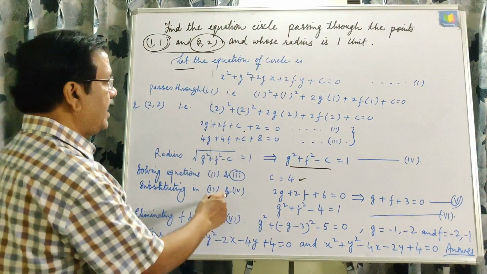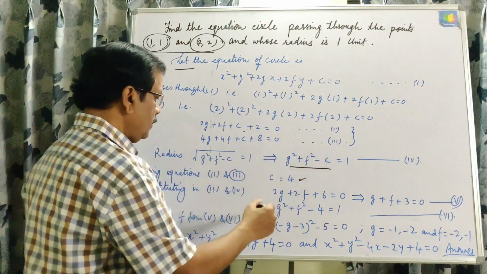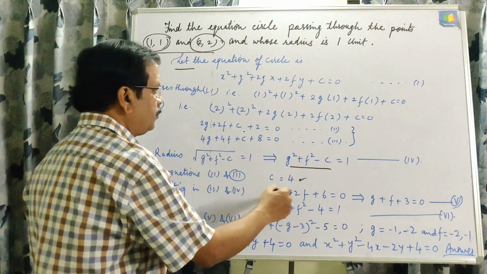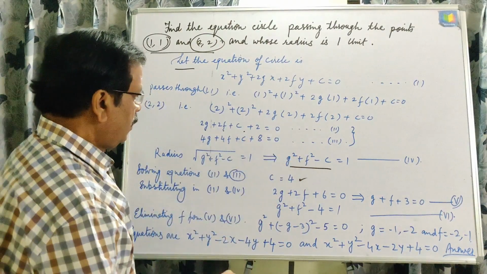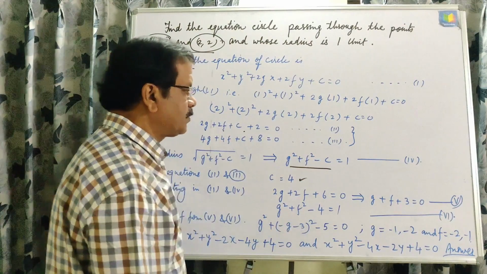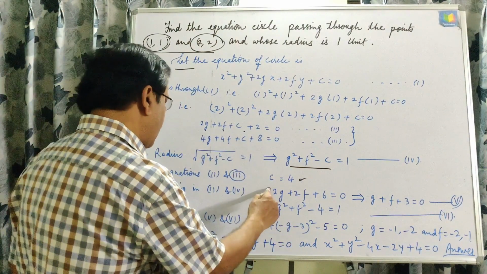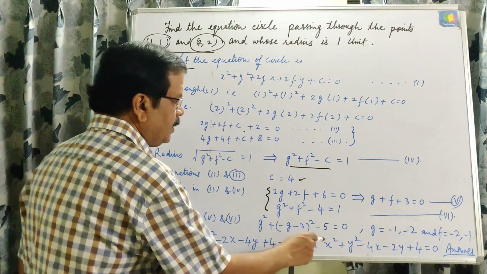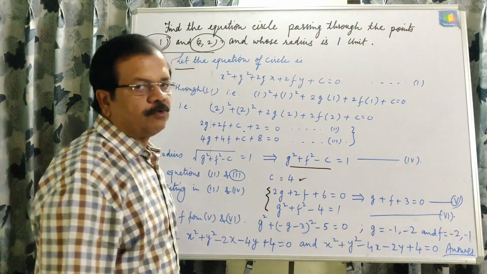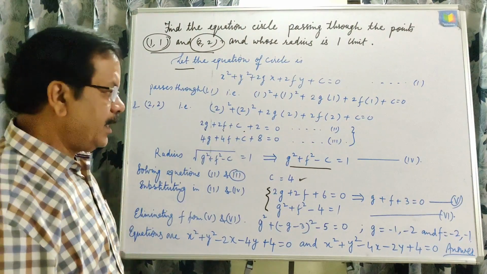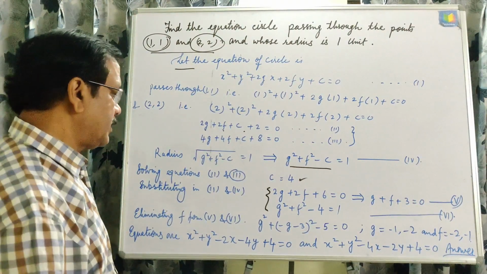And for second and fourth, substituting the value c is equal to 4, we are getting g square plus f square minus 4 is equal to 1. And this way, after solving these 2 equations, we are getting g is equal to minus 1, minus 2, and f is equal to minus 2, minus 1.